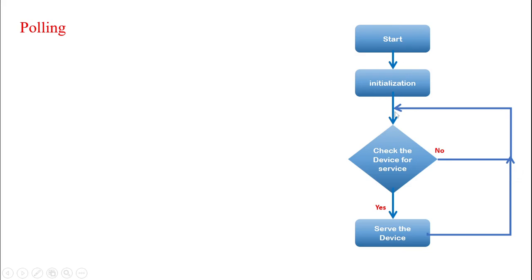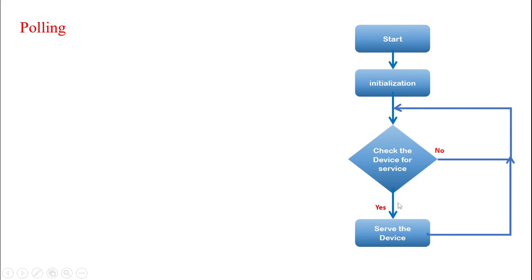Here you can see the processor checks the device service, whether any peripheral requires any service or not. If not, it will go back here and check again. This process will be running within here only. The processor will be in a continuous infinite loop, continuously checking the peripheral. And if any device requires any service, then serve the device.